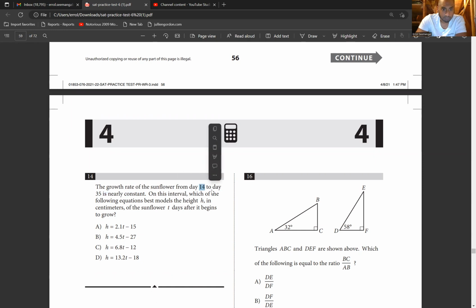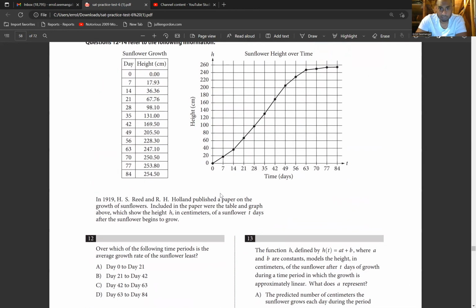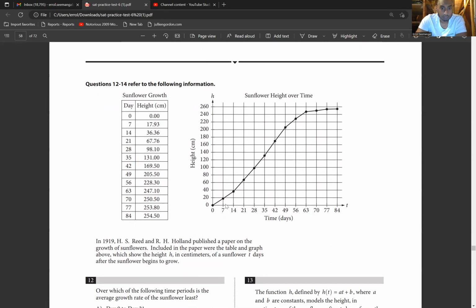Okay, so they're talking about 14 to 35. Where's the 14 to 35? So between 14, which is here, and 35, which is here. Basically, what are they asking for? Right there. Equation of the line. Yeah, exactly. So if we take, say, this point right here, and say this point right here. What do you think this point is right here?